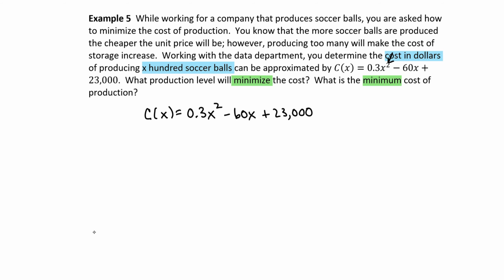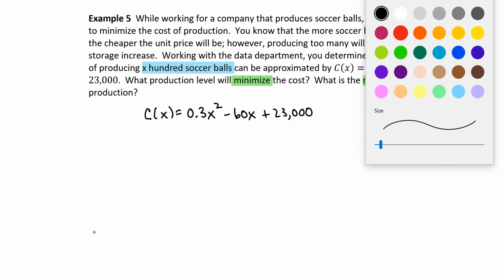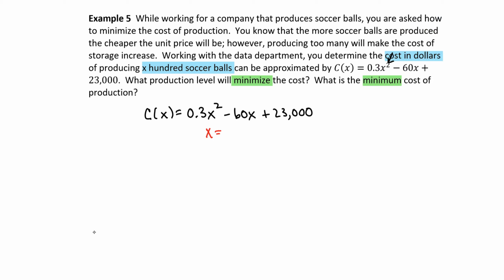So making a note here on our function, x is hundreds of soccer balls, and the output is cost in dollars. Okay, so if x is 1, I'm not producing 1 soccer ball, I'm talking about 100 soccer balls. Or if x is 2, that's going to give me the corresponding cost of producing 200 soccer balls.